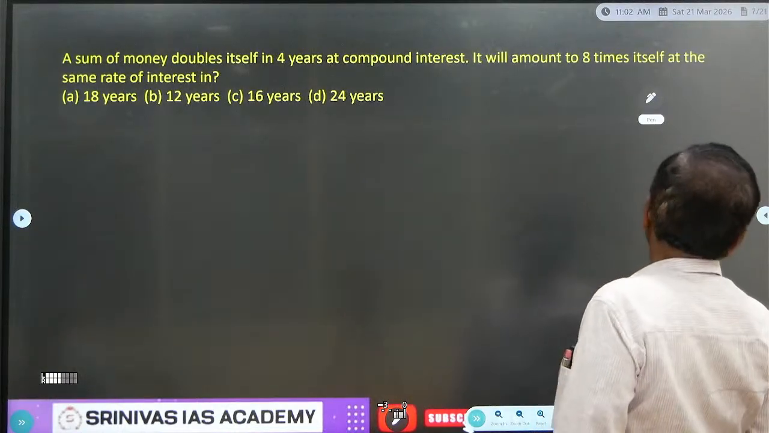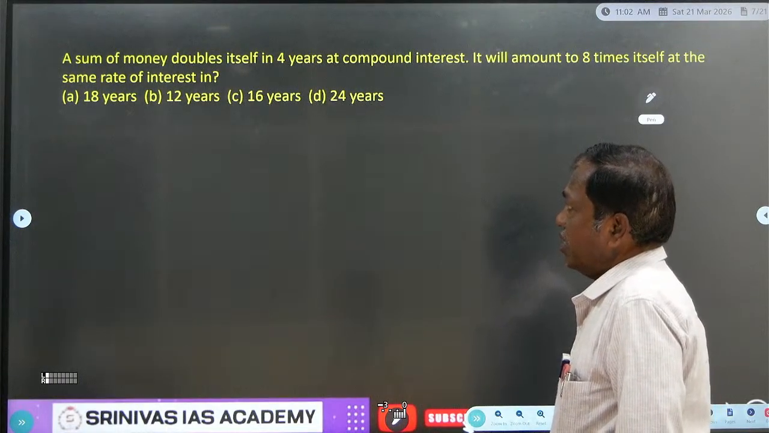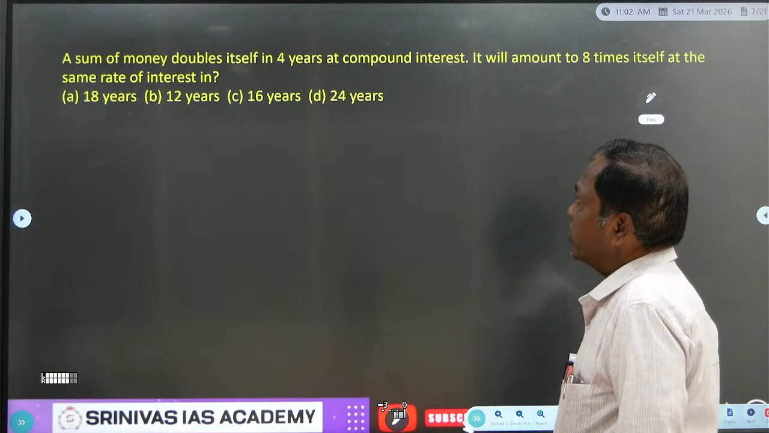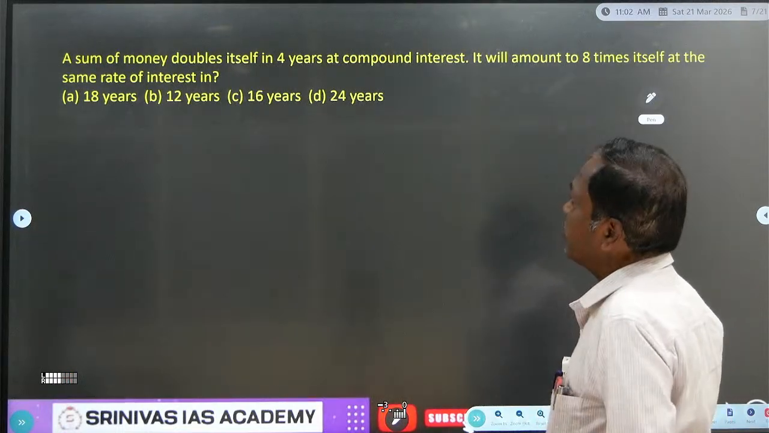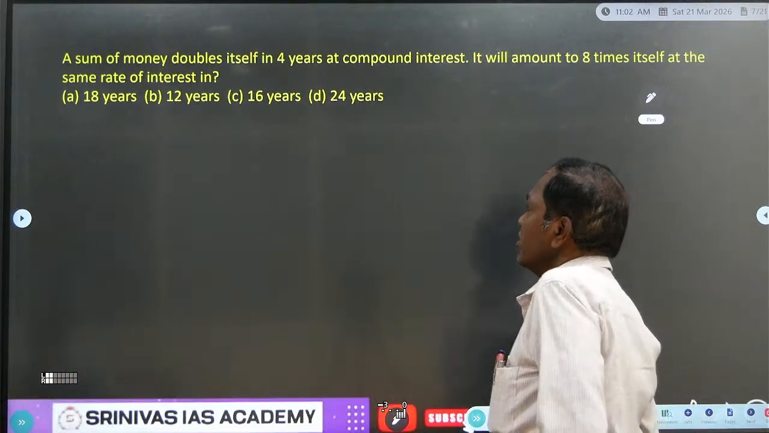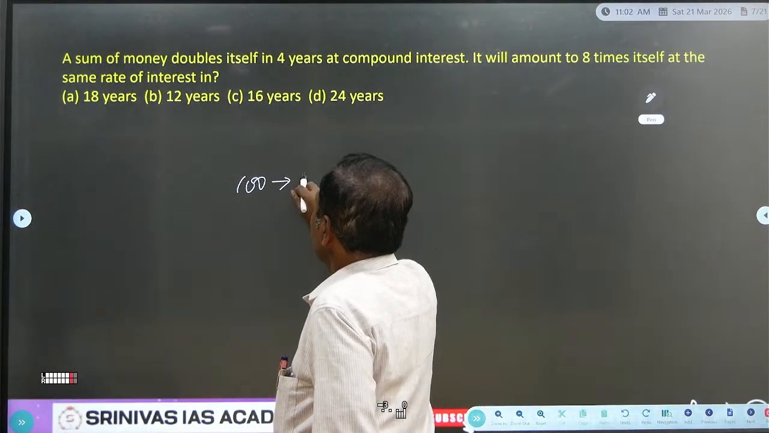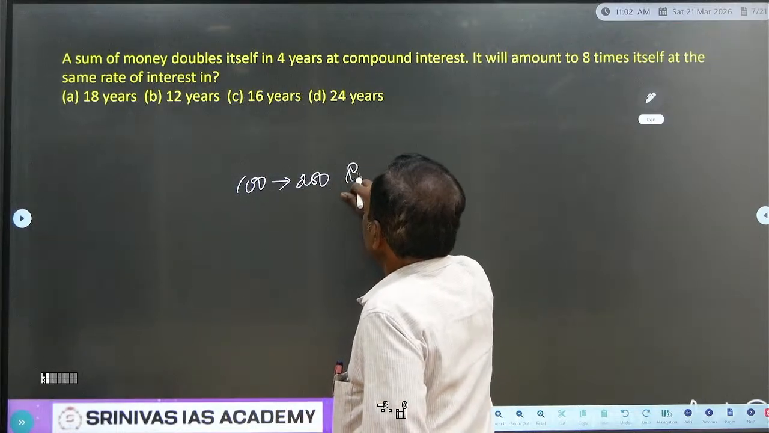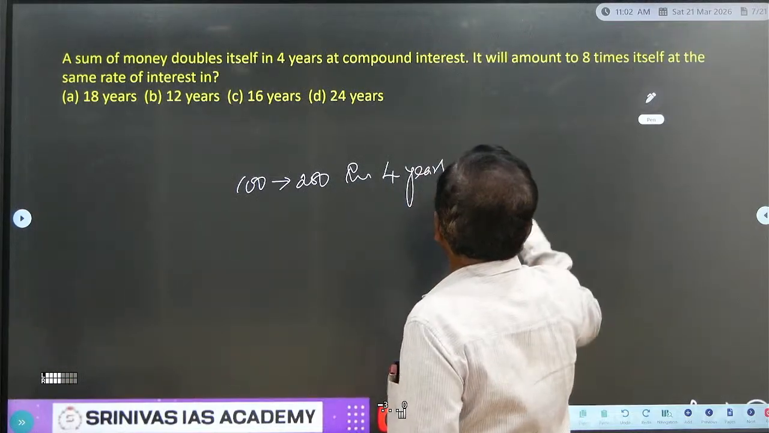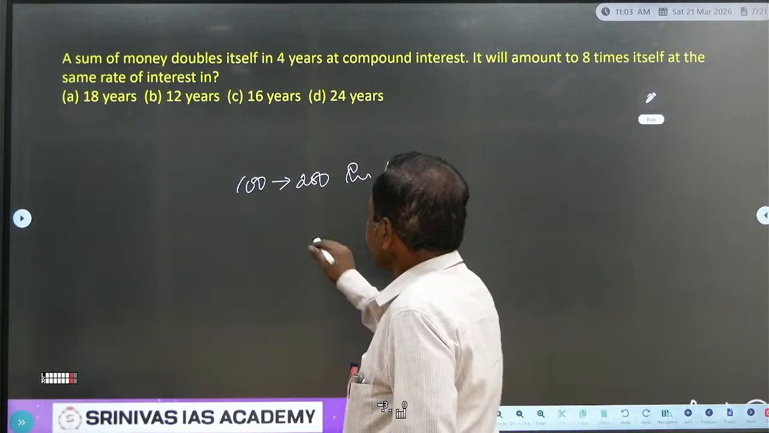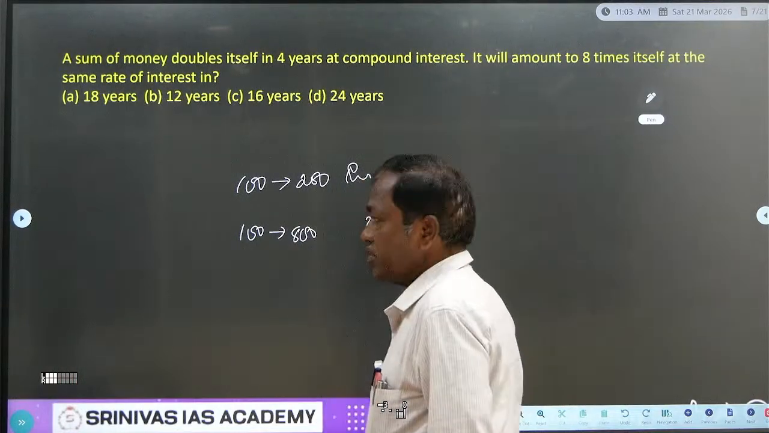Right. Next, you can see question number 7. A sum of money doubles itself in 4 years at compound interest. It will amount to 8 times itself at the same rate of interest in how many years? So let the sum be 100. It doubles in 4 years. That will amount to 8 times. 8 times means 100 should become 8 times. In how many years is the question.